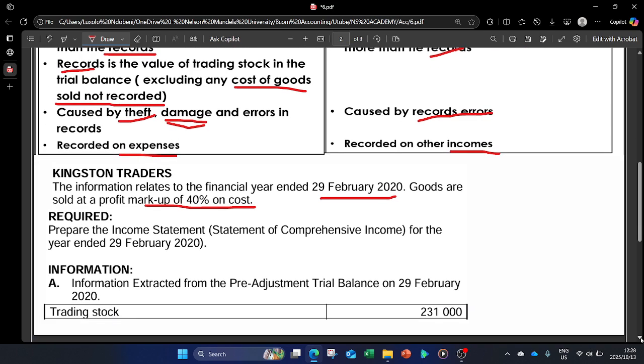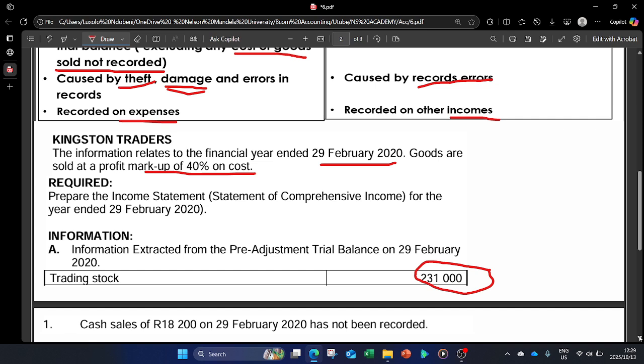So firstly, information A, in our pre-adjusted trial balance, they give us a trading stock, which is the value of the records without any cost of goods not recorded, right? It is 221,000. And information number 1 says that cash sales of 18,200 on 29 February 2020 has not been recorded. So that means there are goods sold to customers for 18,200, which means this is the selling price, and are not recorded. So that means we need to calculate the cost of those goods and increase our cost of sales too, because they are also not recorded.